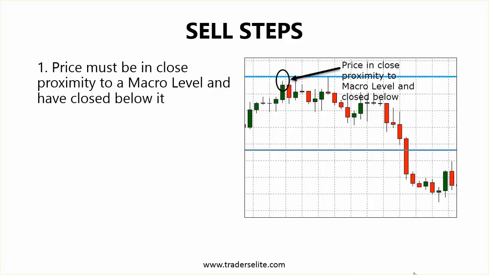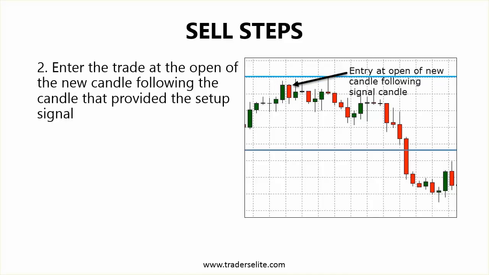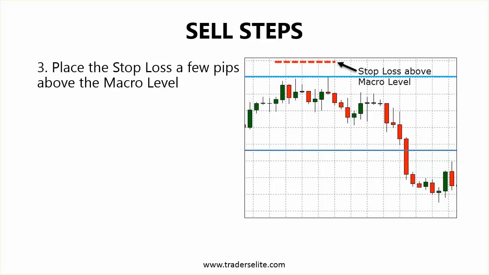Step 1, price must be in close proximity to a macro level and have closed below it. Step 2, enter the trade at the open of the new candle following the candle that provided the setup signal. Step 3, place the stop loss a few pips above the macro level. Again, we're looking at around 30 pips. It depends on the time frame.